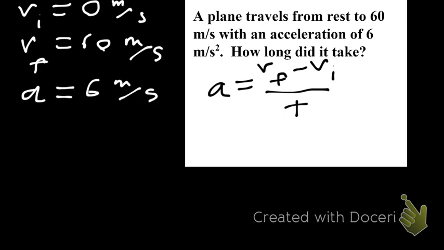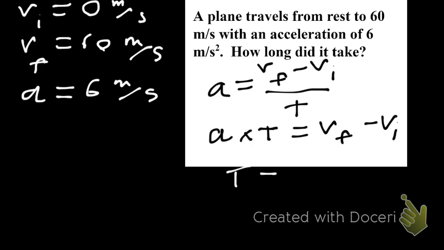Now, we want time by itself. So what we're going to do is we're going to take that time, and let me grab my black pen. So we need time by itself. So we're going to multiply both sides by time so that we have A times T equals VF minus VI. And then we need to get that A back over to the other side. So T is going to be equal to VF minus VI over A.